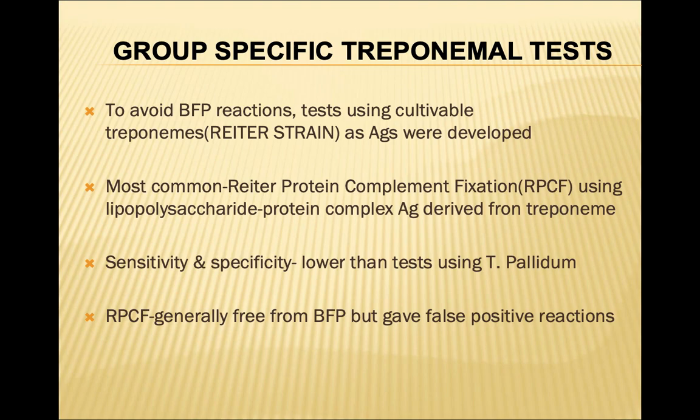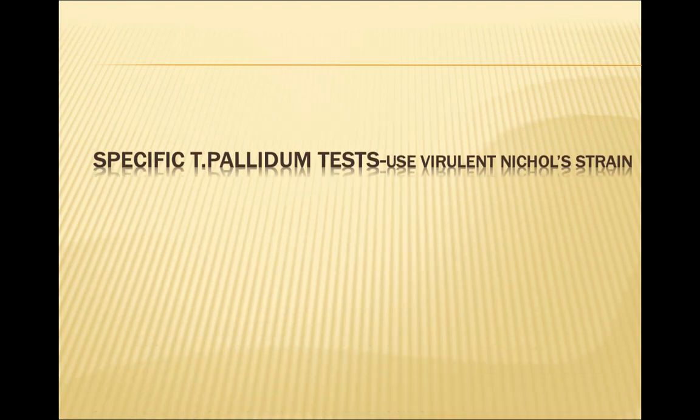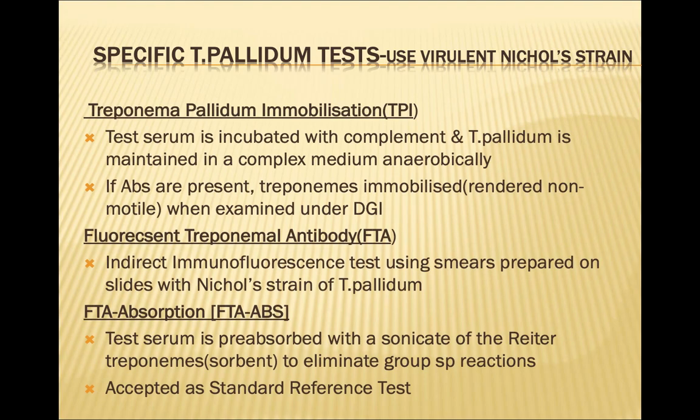Group specific reiter tests can be used, but nowadays we are not doing the complement fixation tests. The confirmatory tests we do are by the specific Treponema pallidum tests, wherein we use the virulent Nichols strain. So you have the Treponema pallidum immobilization test, where the test serum is incubated with the complement and Treponema pallidum maintained in a complex medium anaerobically. If antibodies are present, the treponemes will get immobilized when examined under dark ground microscopy.